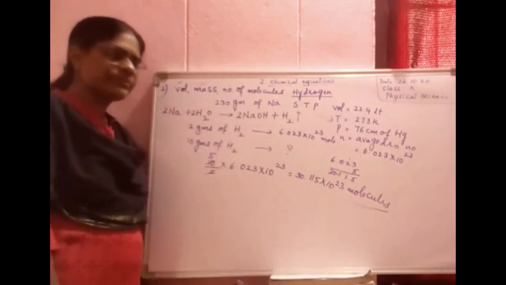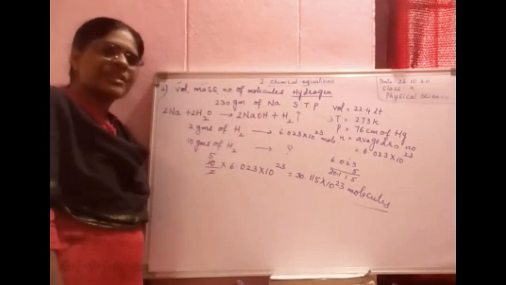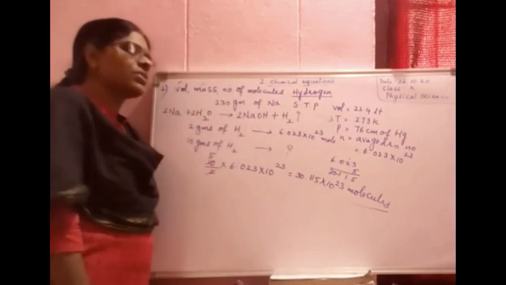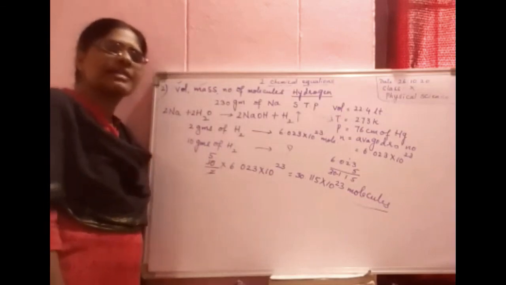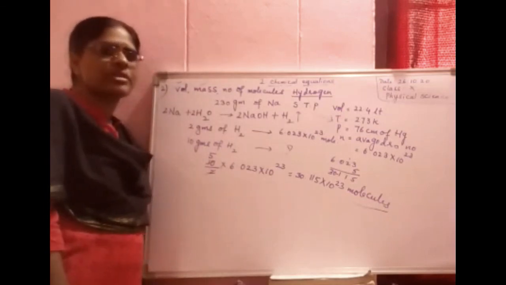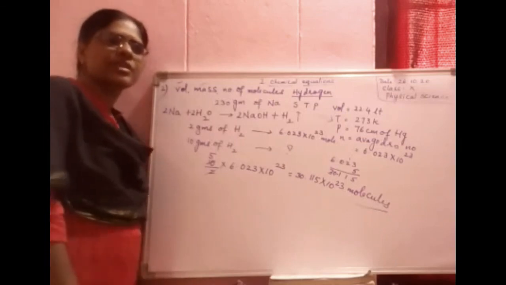Okay, children? This completes your second chapter, chemical equations. In the next class, we will start acids, bases and salts. Okay, children? Thank you.